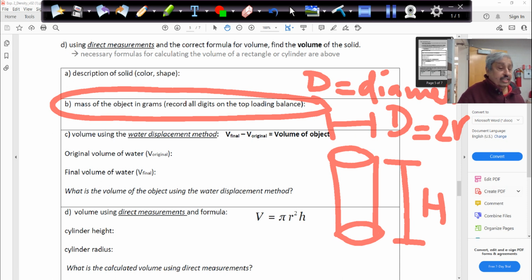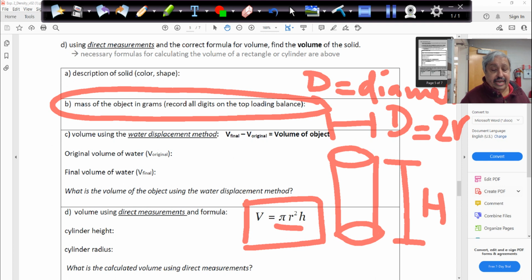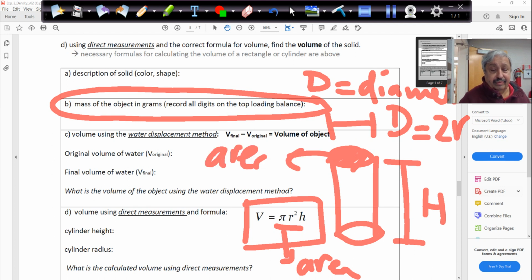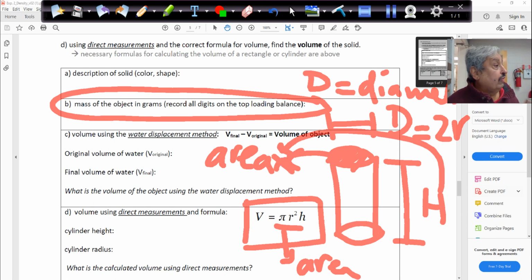Okay, guys, that's for diameter. Everybody's following me here? That's for your diameter. So then you put the volume of a cylinder. This is the area, this is pi r square, the area of the circle. You have to have the area, and then you multiply this one here by the height. Area multiplied by height gives you the volume.